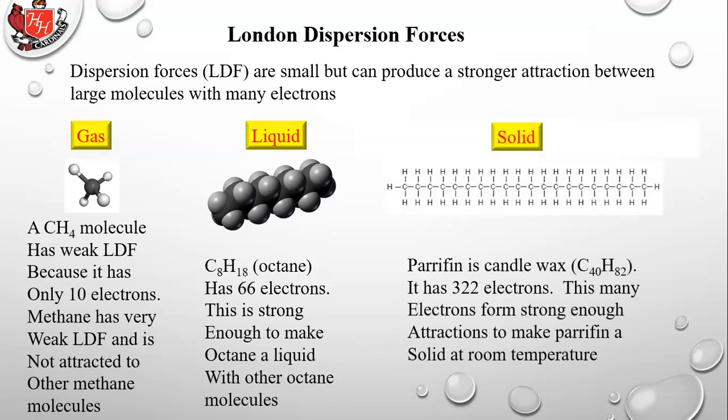Finally, our last example is an example of a solid, and this is paraffin. You can see it has C40H82. That's a pretty big molecule, and it has 322 electrons. This many electrons form strong enough attractions to make paraffin a solid at room temperature. So paraffin being candle wax. As you know, it'll melt when you light the candle, but at regular room temperature, it's a solid. And there's some that are even stronger. The asphalt that they put in the streets, that black kind of tar stuff, is also a hydrocarbon, and it has very large molecules, and therefore it forms a very solid substance that they can actually pave the streets with and that cars can drive on top of.